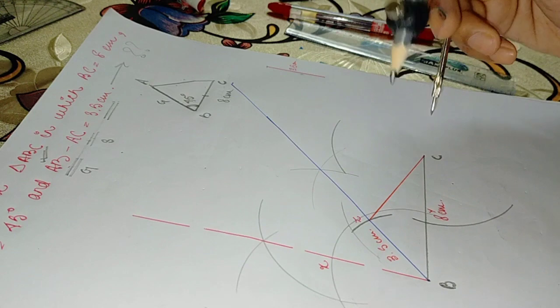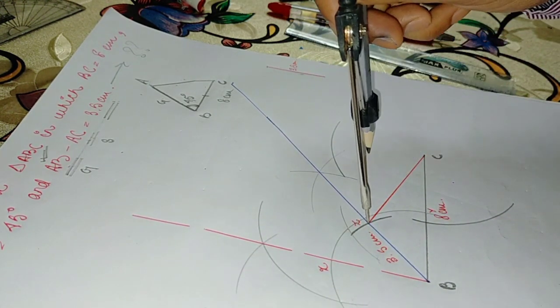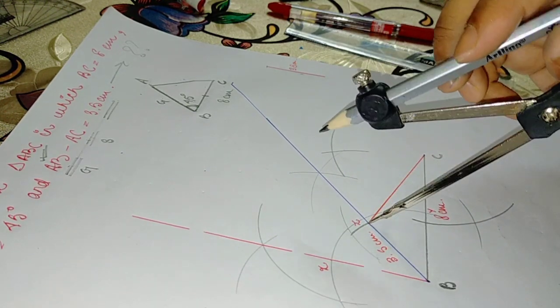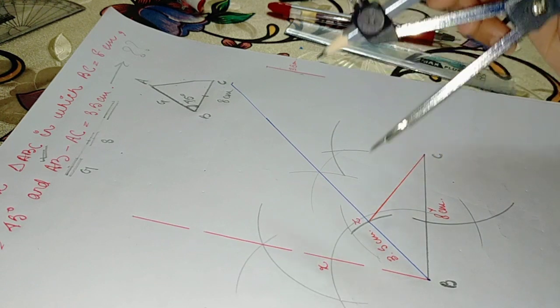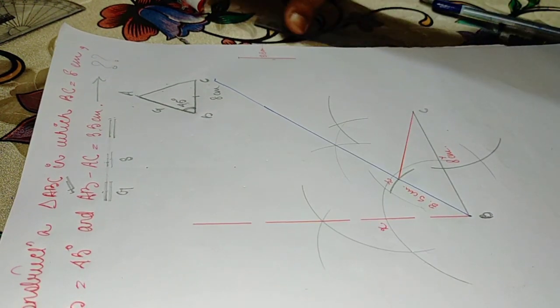I have drawn in both the sides, isn't it? Now I will take Z as center and I will draw it in both the sides so that it cuts the previous arcs at a definite point. Now what I will do, I will join them.